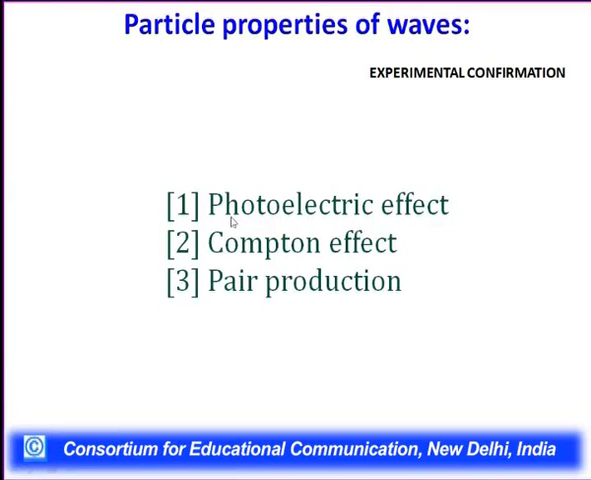Then particle properties of the wave, experimental confirmation has been done by three processes. One is the photoelectric effect, second is the Compton effect, and third is the pair production. One by one we define these effects. First we talk about the photoelectric effect. What is the photoelectric effect?